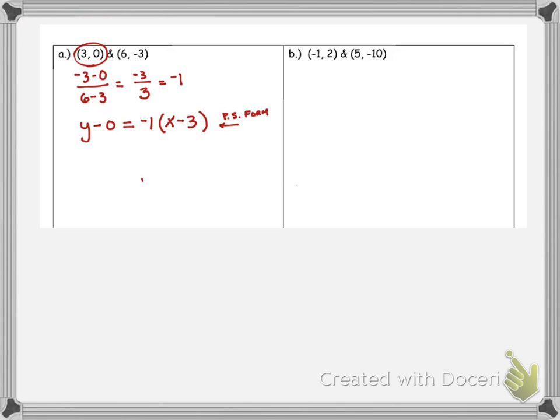I can take that form and simplify it. On that left-hand side, it's easier than usual because y minus 0 is just going to be y. And I just need to distribute my -1. Missed my x there. And that gives me slope-intercept form.